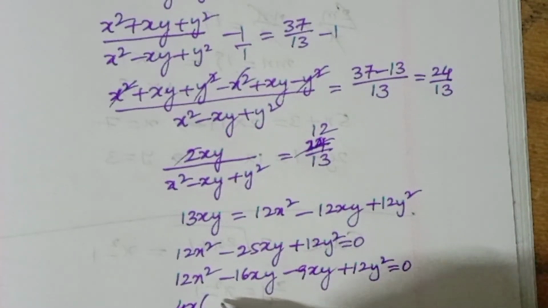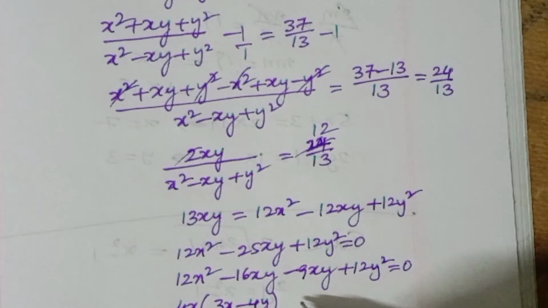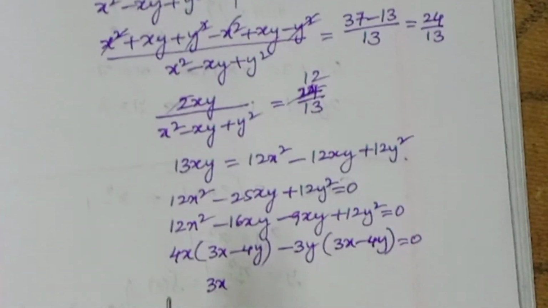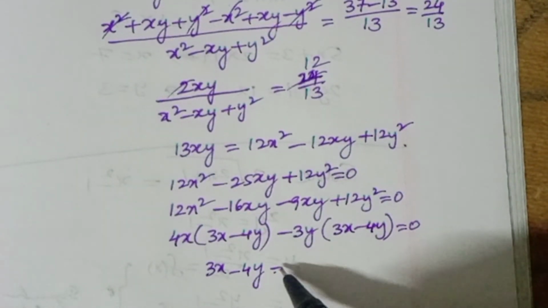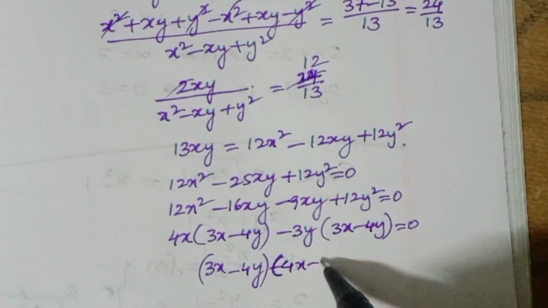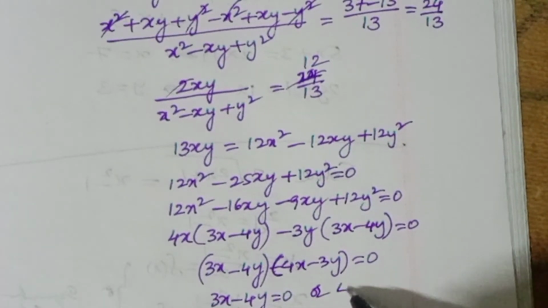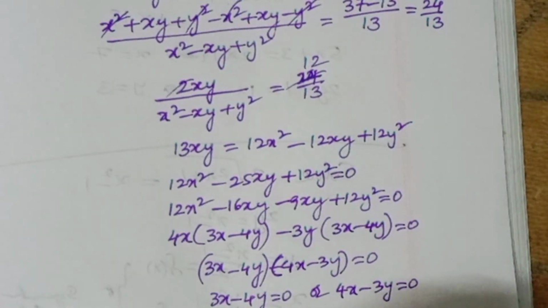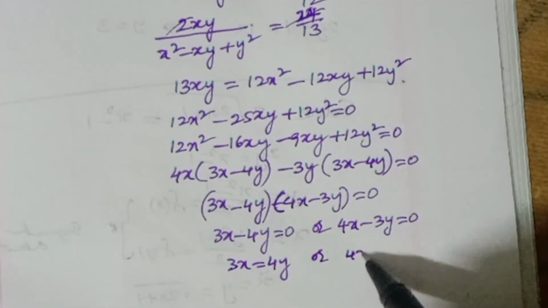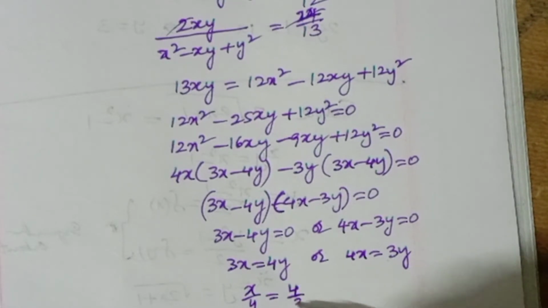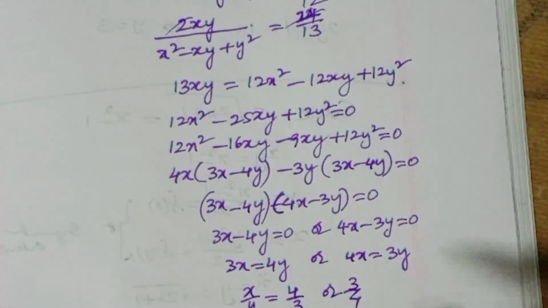You can take 4x common: 4x(3x − 4y), minus 3y common: 3y(3x − 4y) equal to 0. So here we can write (3x − 4y)(4x − 3y) equal to 0. So 3x − 4y equal to 0 or 4x − 3y equal to 0. 3x equal to 4y or 4x equal to 3y. So you can write x by y is equal to 4 by 3 or 3 by 4.